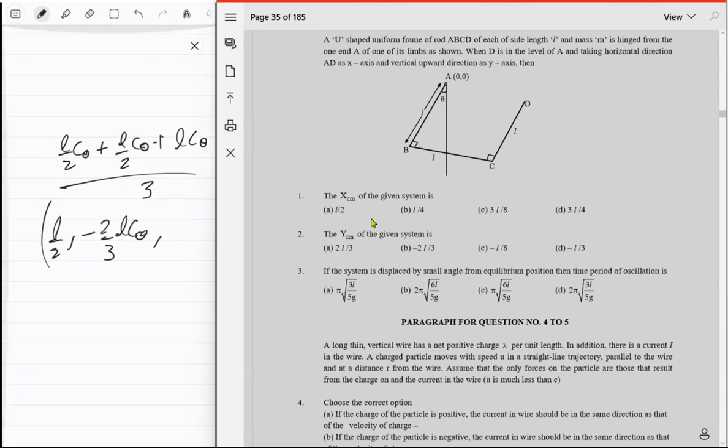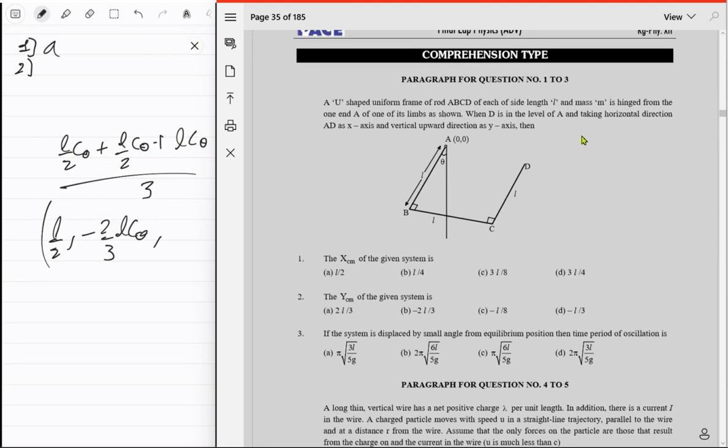So the first answer is A. Okay, and what's the answer to the second? The y center of mass, which is negative 2/3 of L, right? Okay, how much cosine theta do we need? And do we not know cosine theta? Yes, but what is cosine theta? We need that, otherwise how will we do this? There should be a cosine theta somewhere. Okay, so at theta equal to 0 or something, I guess.